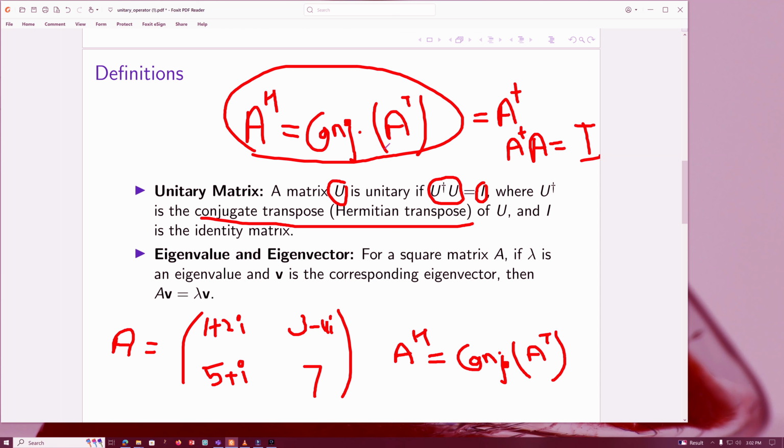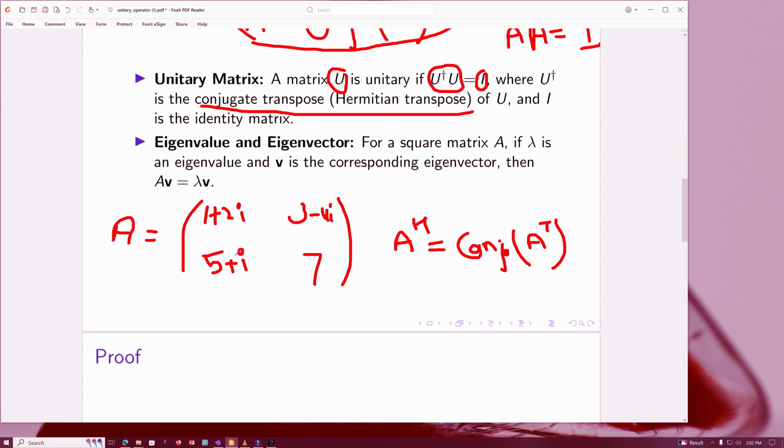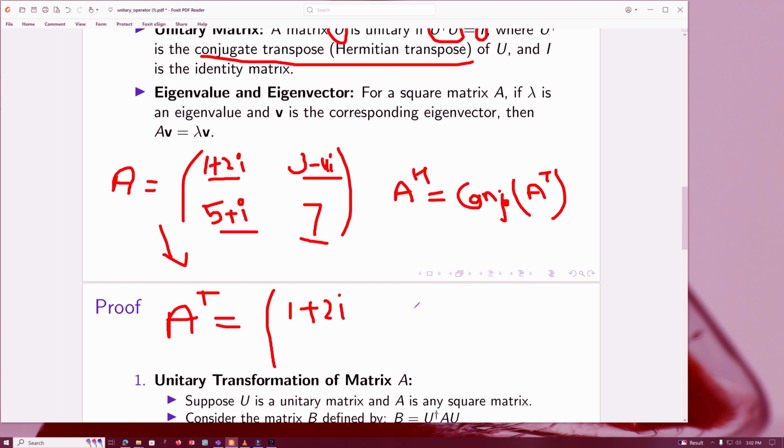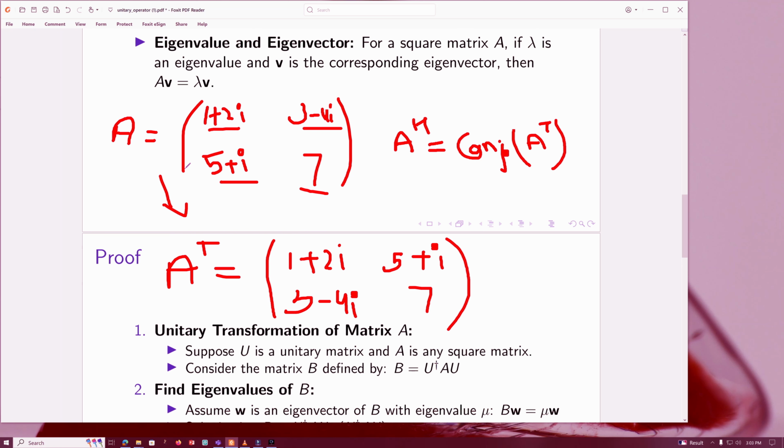So how to calculate the conjugate of any matrix? I mean, how to calculate the Hermitian transpose of any matrix? Let's take an example. Here A is a complex matrix which has complex elements like this. First of all, in order to calculate A^H, or the Hermitian transpose of A, we calculate its transpose. So how do we calculate the transpose? We just change the rows with columns. So its transpose will be 1 plus 2i and 5 plus i, 3 minus 4i and 7. I've just changed the rows with columns.